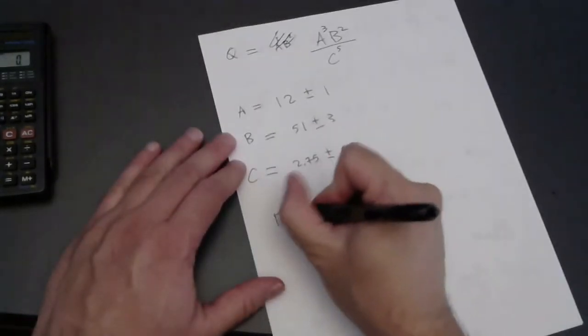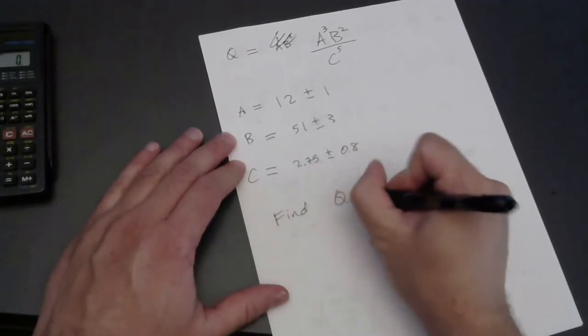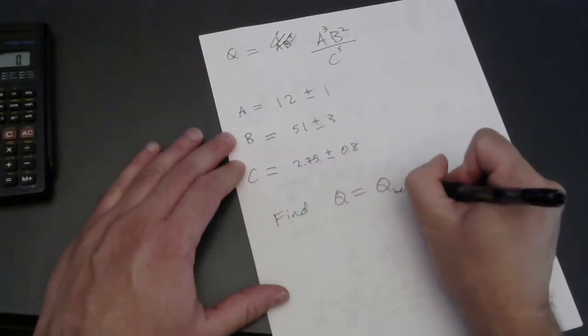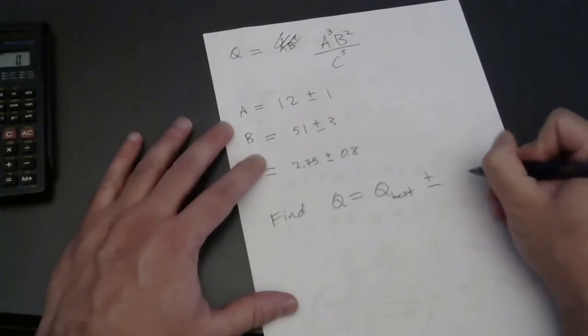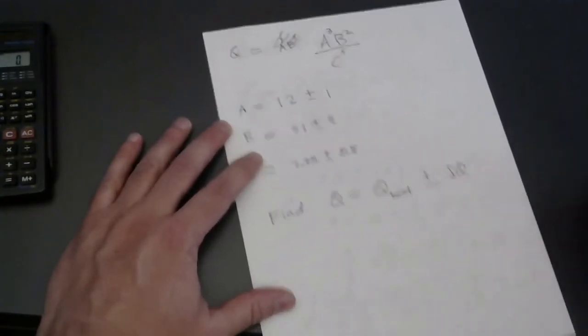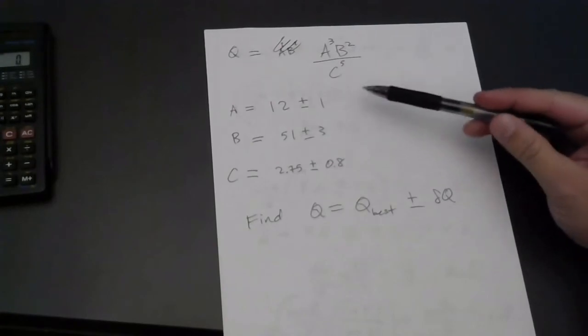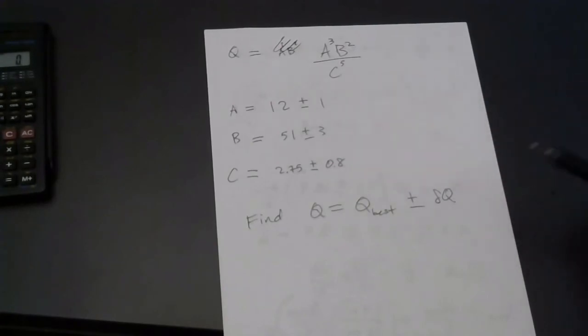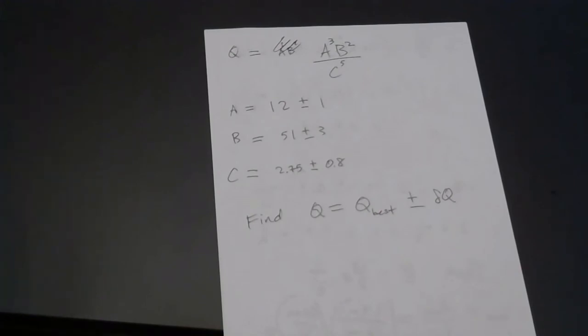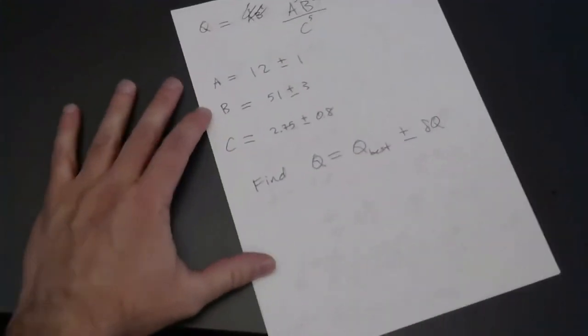Okay, find your best estimate for Q and the absolute uncertainty. So what's the range of likely values for Q? Since we know the range of likely values for these three measurements, what's the range of likely values for Q? Hey, if you're feeling confident, pause this video. I feel like such a hack saying this. Pause this video and give it a try by yourself. Or just watch me here.